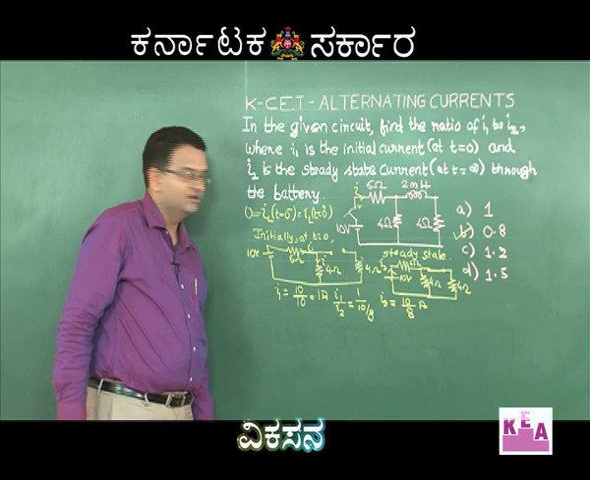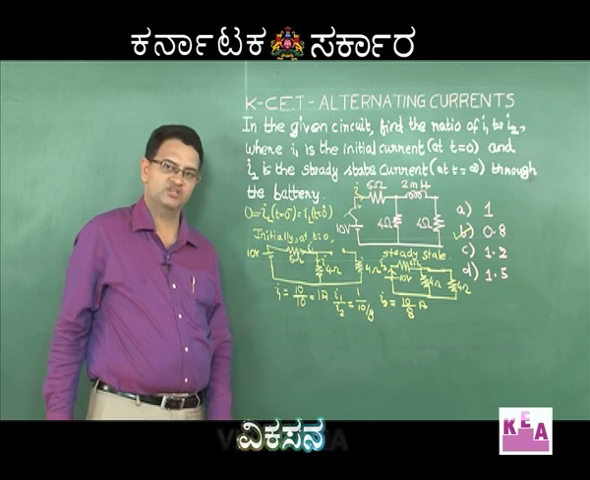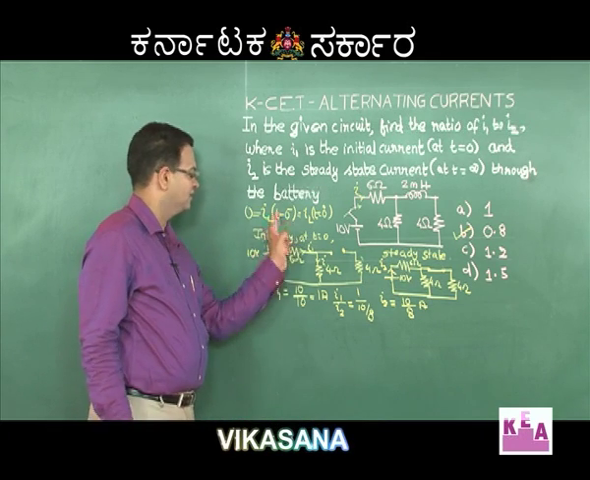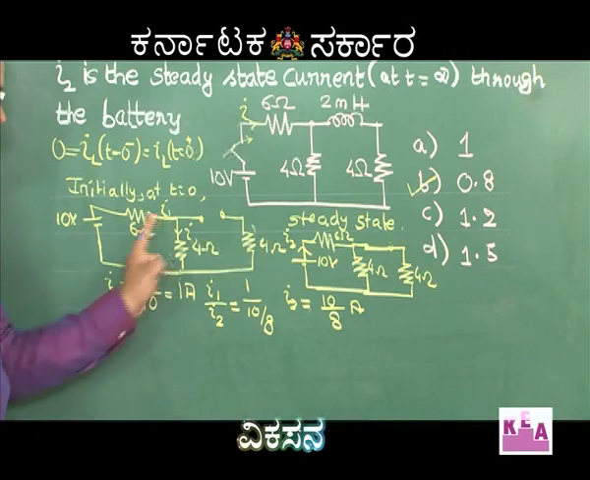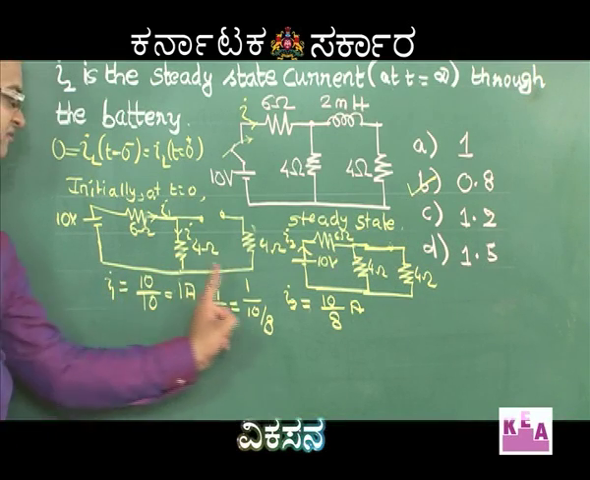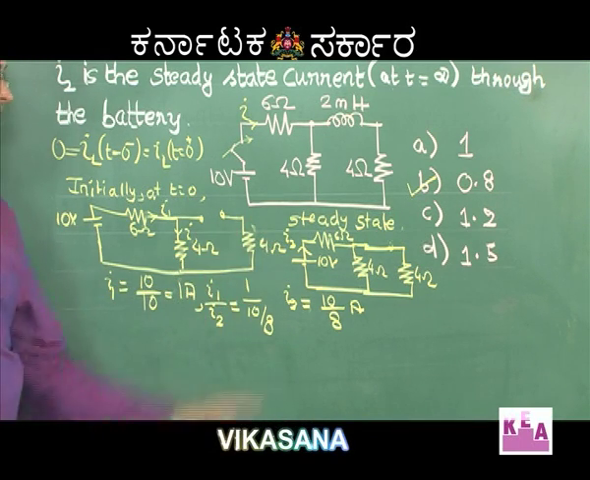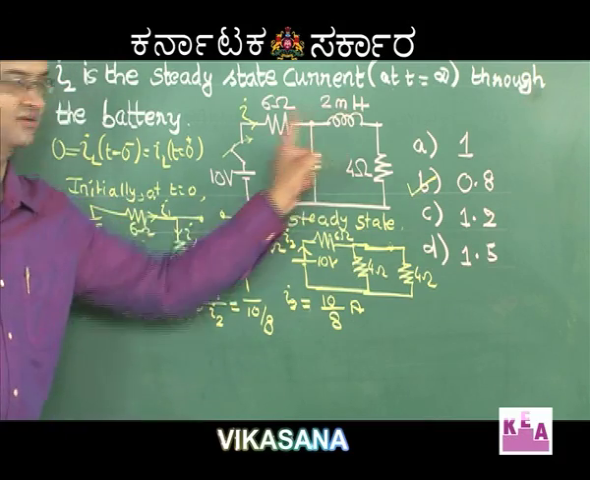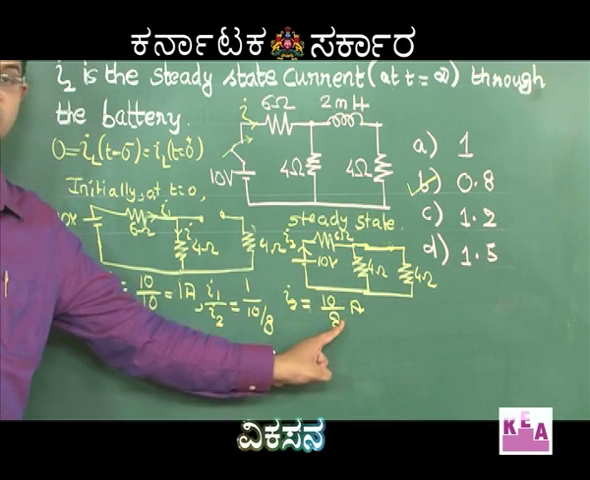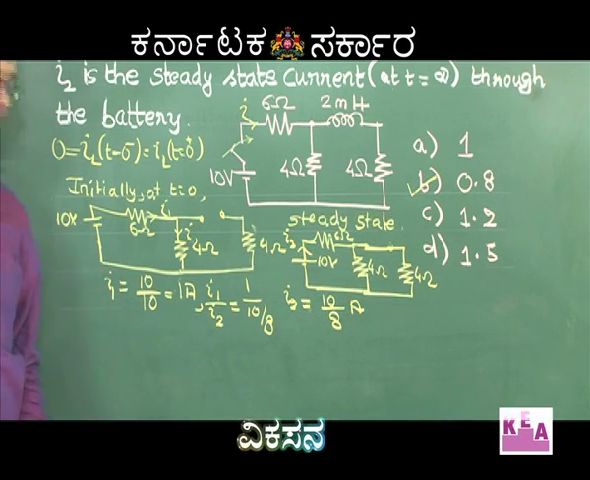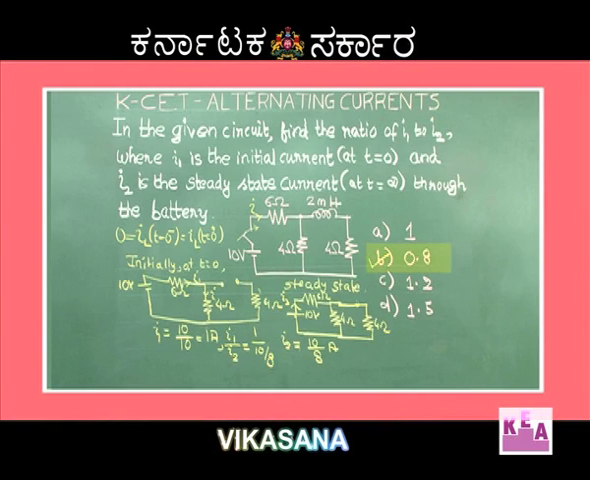Now to summarize, a couple of concepts that we need to remember is that in the initial state, the current through the inductor is 0. That means you can replace this with an open circuit. And then the solving becomes very simple. In that case, I1 is 1 ampere. The second part of the problem, in steady state, the inductor can be replaced by a short circuit. Then we simplify this equation, we get the current as 10 by 8 ampere. Therefore, the ratio is going to be 1 divided by 10 by 8, which is 8 by 10, which is 0.8.